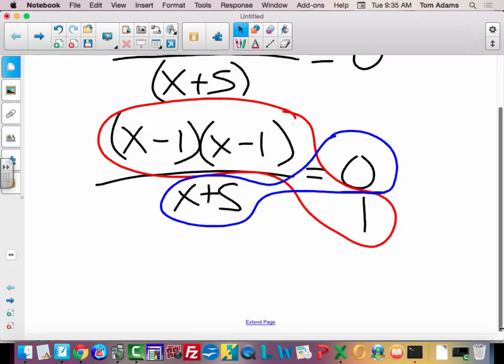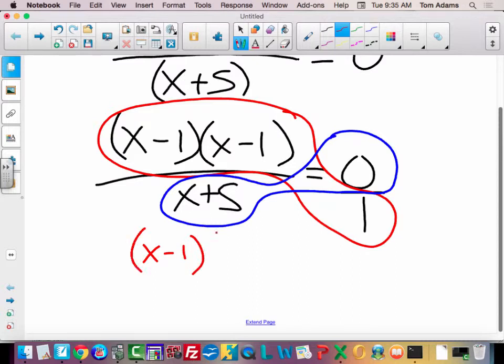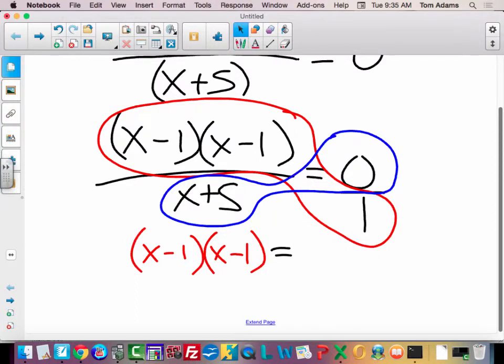So 1 times this stuff, the stuff in red, is just going to be x minus 1 times x minus 1 times 1, which is just itself. And then what's 0 times x plus 5? 0. Remember, it's 0 times this, but when you distribute the 0 through the parentheses, you still get 0.